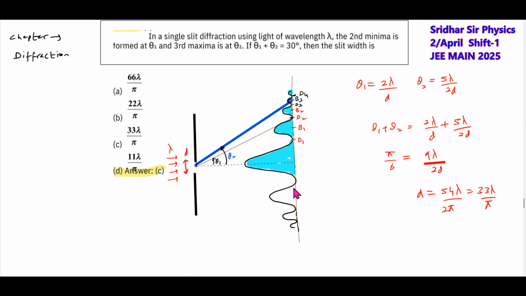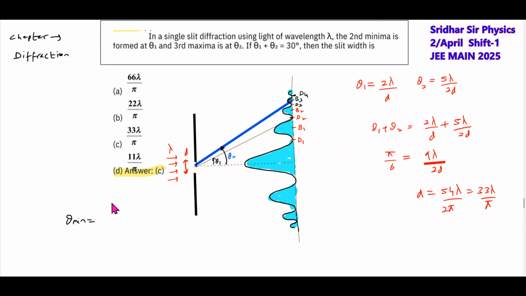Okay, fine. And the pattern will be symmetric. Everyone knows this one. So we are talking about the angular position of it. So what is the generalized formula for angular position? To predict the minima, this will be lambda by d. This will be 2 lambda by d. So you should remember this formula.